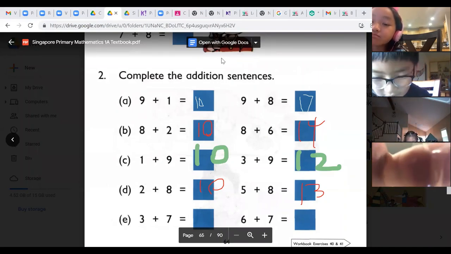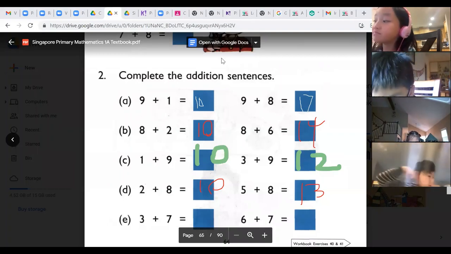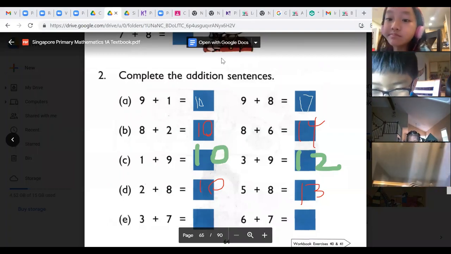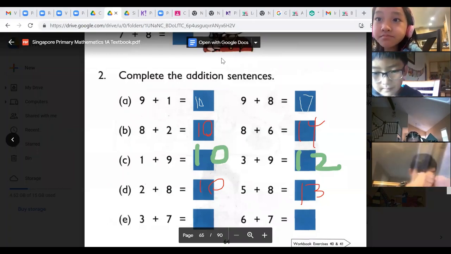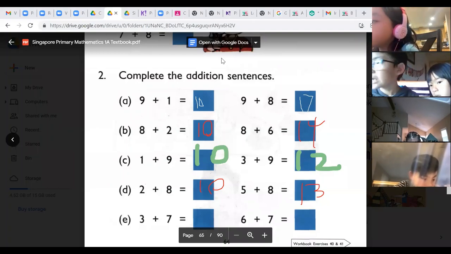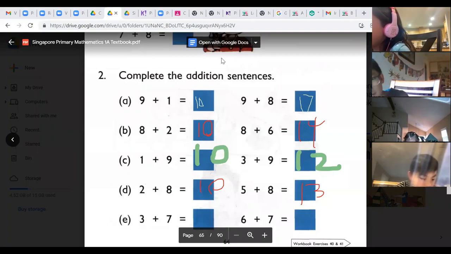If you want, you can try and make a 10 first. You can draw a picture where you have, say, just 6 circles and 7 circles. And then you can make a group of 10 and then count the rest, if that's helpful. Thirteen, perfect. Okay.